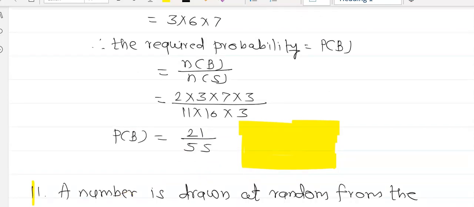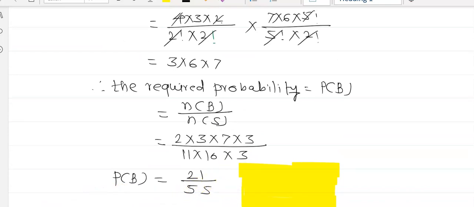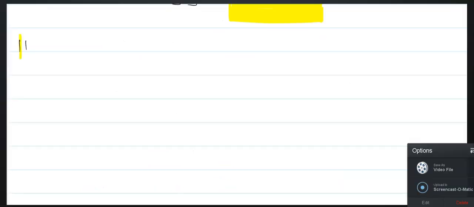Now we'll see the next problem. The answer in the textbook is a different one, but my answer is this. You can check. Now problem number 11.